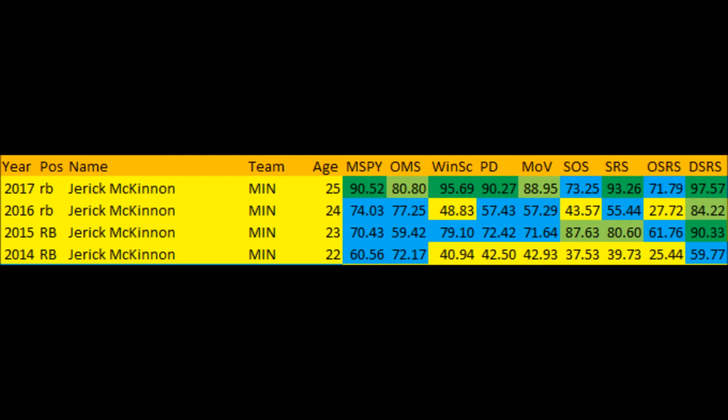And again, all the rest of the terms here, things like MoV and SOS and stuff like that, you can go to the description if you want to look at that other information to make your own conclusions. But the next thing we're going to look at is micro data.